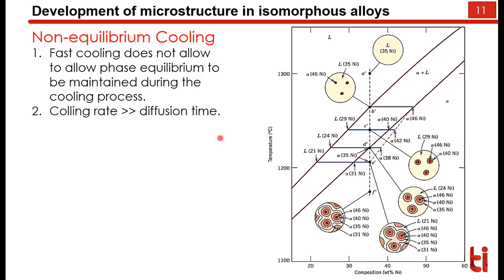In equilibrium cooling we are taking, say, 10 minutes to cool down. Here I am doing it in 30 seconds or 50 seconds, suddenly, very fast. Sometimes we have an advantage from such kind of cooling in some microstructures, and sometimes we have a disadvantage also. In the case of isomorphous systems, we have a disadvantage. Let's see how.